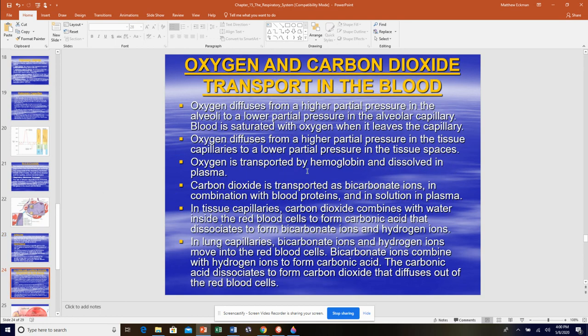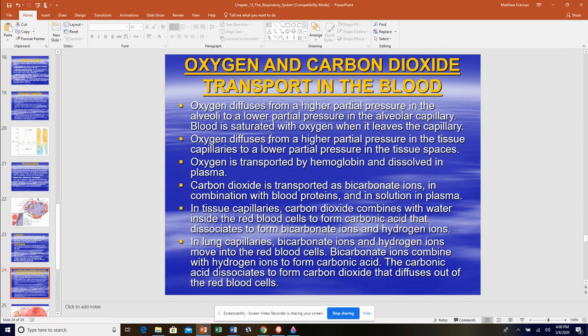So, how do we transport these materials? Well, oxygen, when it moves into our bloodstream, attaches onto hemoglobin. You guys have probably heard that. And because it's got a higher partial pressure out in the atmosphere, it diffuses. It doesn't require any energy to do that. It just attaches to the hemoglobin, moves through our body tissues.